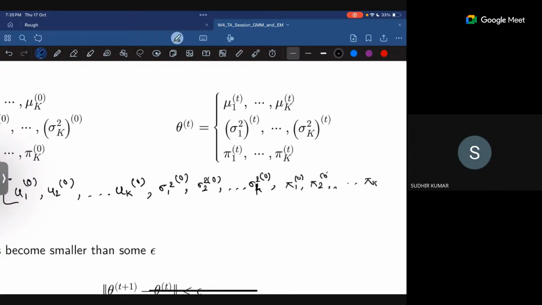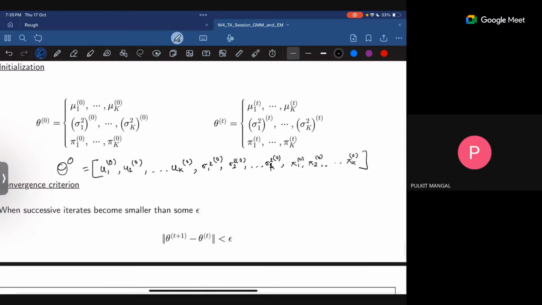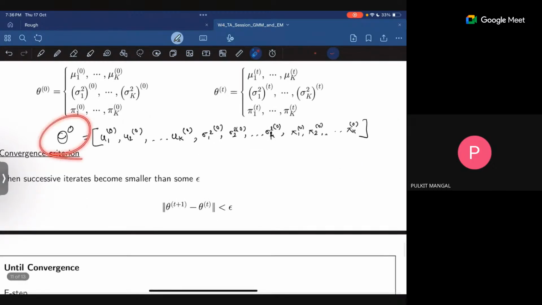All these parameters together will make one vector, right, sir? This would be your theta naught. The first k values in this theta naught would be your mu, the next k would be your variances, and the next k are the prior probabilities. That would denote your theta. It would be a vector. So what would be the length of this vector? It would be 3k, right? The number of components times 3.